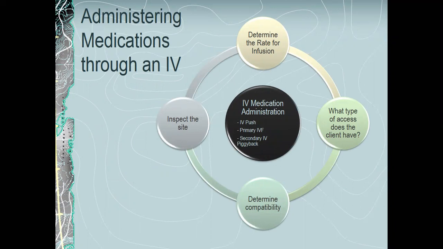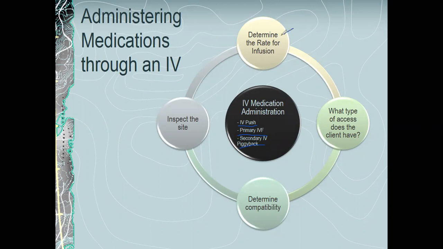So as we said, medications may be given IV push, as a primary IV fluid, which is continuous, or as a secondary IV piggyback, which is going to be intermittent. So the first step any time that you're administering any IV medications is to determine the rate of infusion. That's still for if it's push, primary, or secondary.